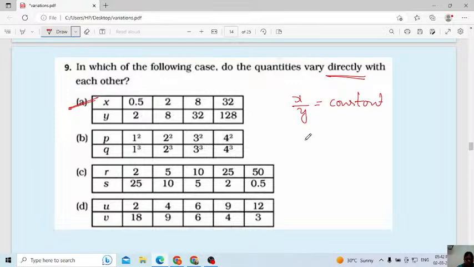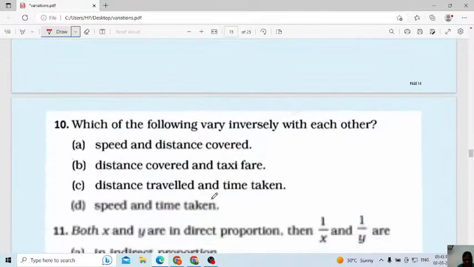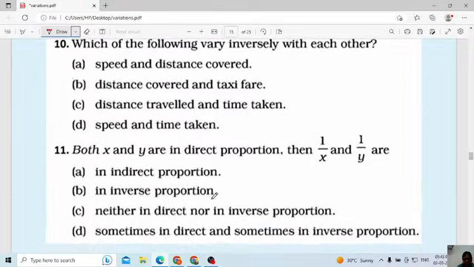0.5 divided by 2, what is the ratio? 0.5 is nothing but 1 by 2, into 1 by 2, 1 by 4. Second one, 2 by 4. 2 ones are 2, fours are 8; 8 ones are 8, fours are 32. Here the constant ratio will be 1 by 4. This is the correct answer. Even the remaining you can check, but if you got the answer, no need to check the remaining. Correct, no? Very easy question. Do it fast.